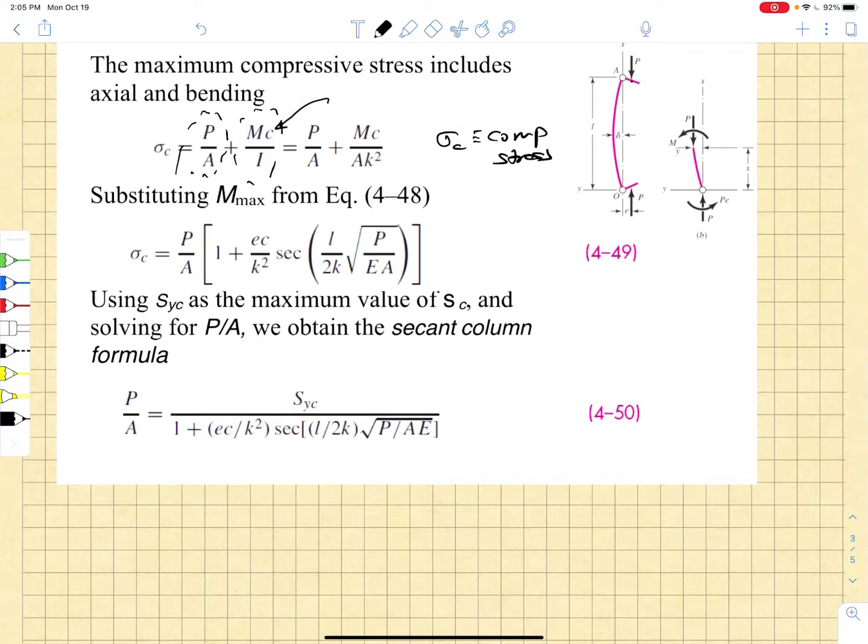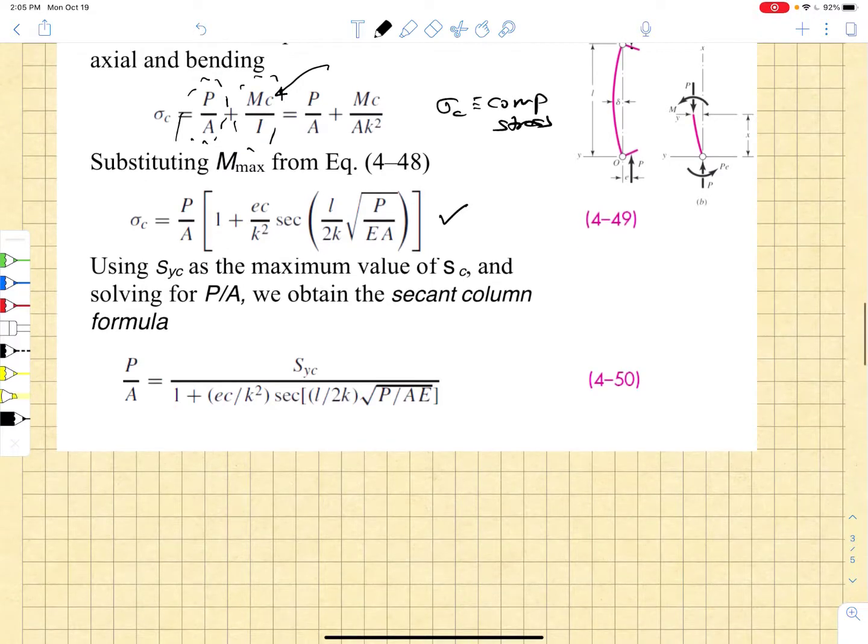We find the maximum value from an equation that we solved before. We get that maximum compressive stress. Then we set that maximum compressive stress equal to the yield strength in compression, and we solve for the maximum value of P that we can apply to this beam when we have an offset eccentricity of loading E that generates loads high enough to cause yielding at the position of maximum deflection in compression. That is this formula 450.